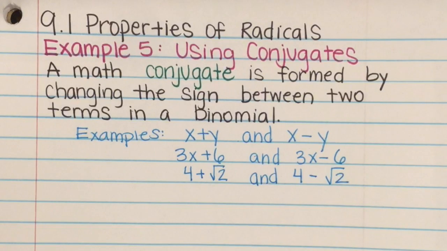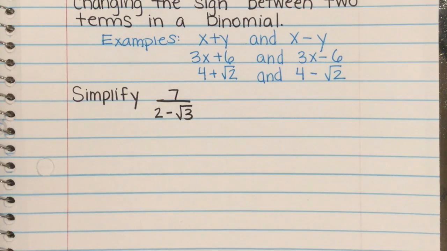So like I said, we will be using conjugates today to rationalize the denominator, so I wanted to be sure that you knew what a conjugate was and to give you guys some helpful examples. All right, so in example 5, we are asked to simplify 7 divided by 2 minus the square root of 3. So the way that we know that we need to rationalize the denominator is that I see there is a square root in the denominator. It's a little bit different than example 4 because we now have an expression with the square root symbol.